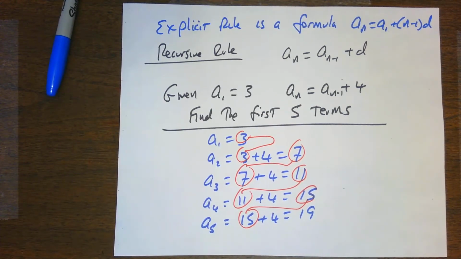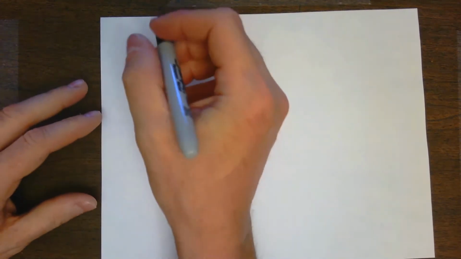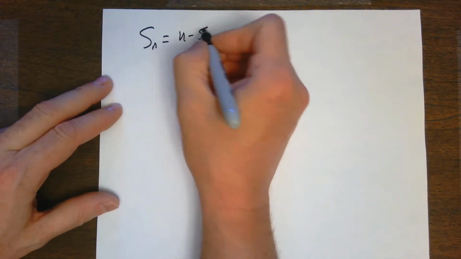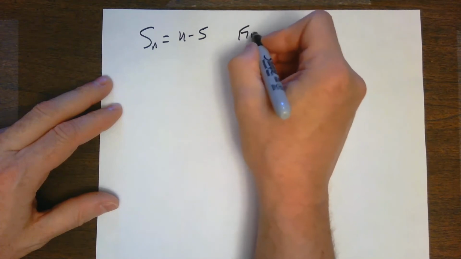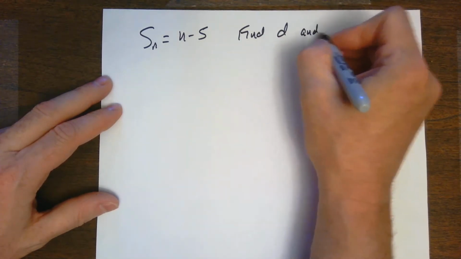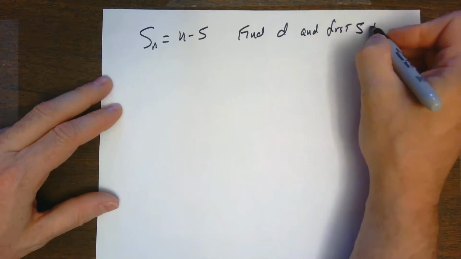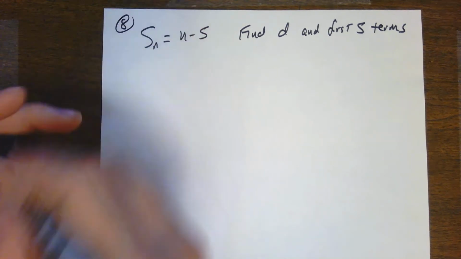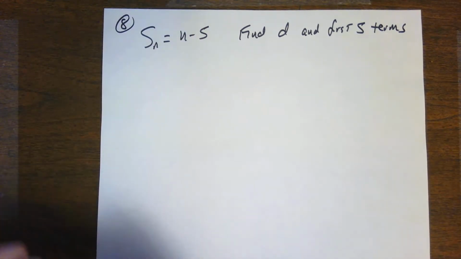So let's take a look at a couple of sample problems. There's a lot more about sequences, by the way. If you look in your textbook, there's a lot more going on. So let's see. Given that S sub n equals n minus 5, let's find the difference and first 5 terms. This is problem number 8 in the exercise set, similar to some of the homework that you're going to have to do.